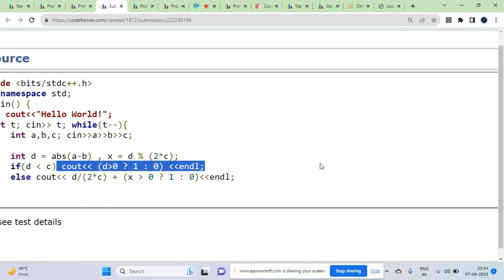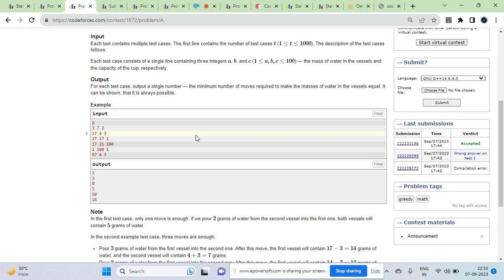So basically, when c is lesser than d, c is greater than d. Okay, when in 1 unit you can do everything. But that depends. If the answer is already 0, you don't need to do anything. So I think even if I don't write this statement, it's pretty good. But now let's move to the next problem.